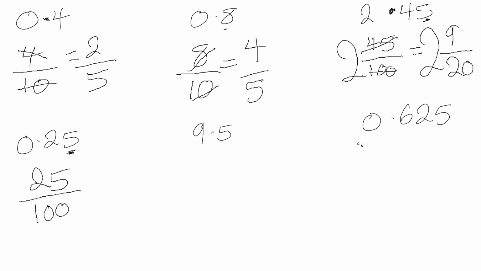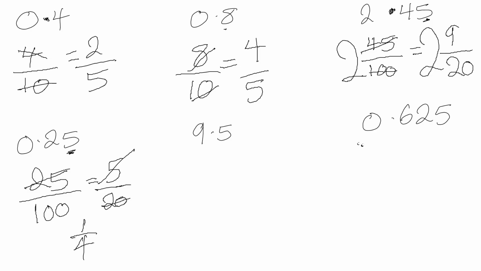So 25 divided by 5 is 5, and then 100 divided by 5 is 20. So we need to reduce the fraction again. 5 divided by 5 is 1, and 20 divided by 5 is 4. So the fraction equivalent for 0.25 is 1/4, 1 over 4.